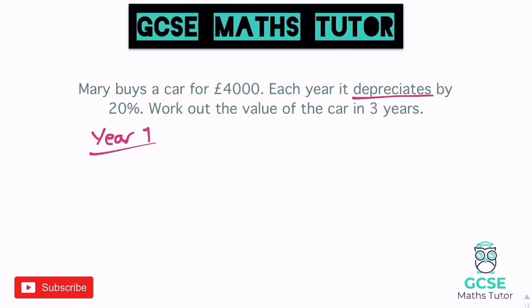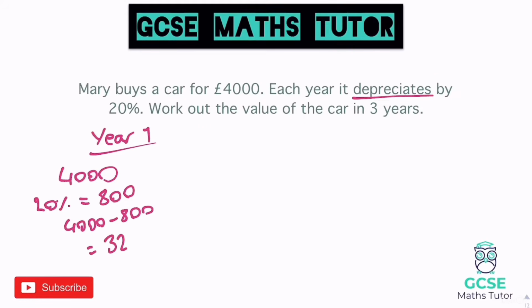Year 1, the £4,000 is what it's worth. 20% of that we can work out. 10% is 400. 20% is 800. And if we take away that 800 there, so 4,000 take away 800, we end up with 3,200. So we don't keep losing £800 a year. Now in the second year, it's worth 3,200.